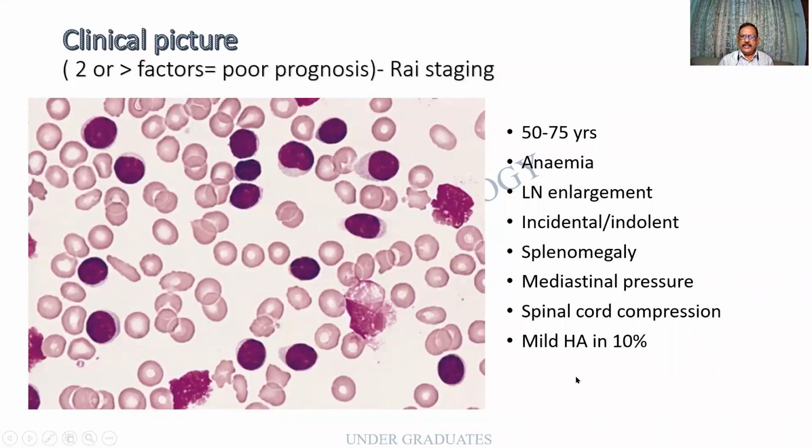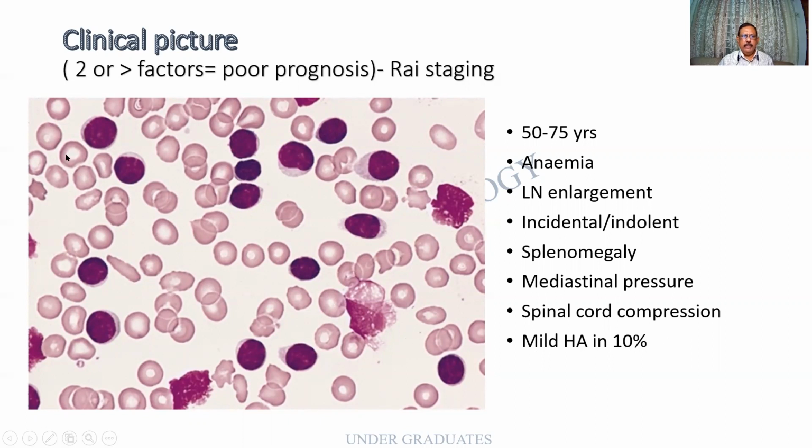So this is the clinical picture that we people see. The age will be 50 to 75 years. Patient has got an anemia, mild or moderate. There will be a lymph node enlargement. The disease is incidental or indolent, a sleeping disease rather. Splenomegaly will be present, mild to moderate. There can be a mediastinal pressure because of the infiltration. And the spinal cord shows compression. Mild hemolytic anemia can be present in 10% of the cases, and they will be showing spherocytosis.